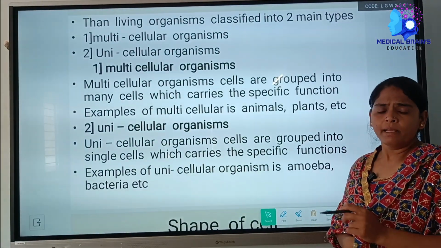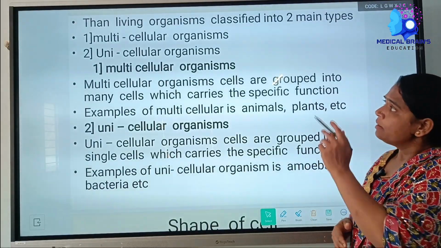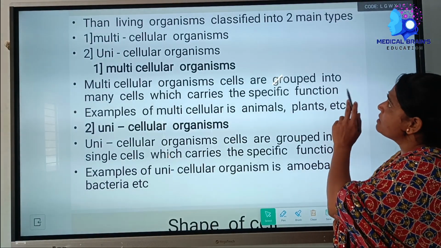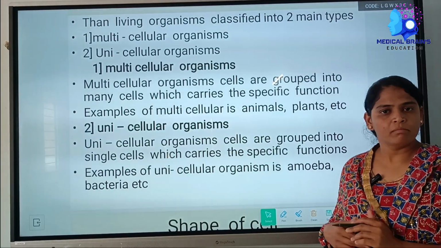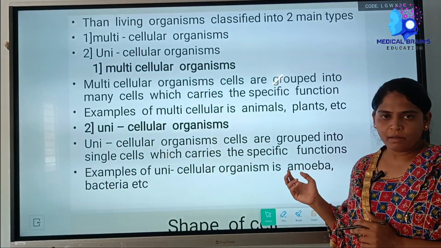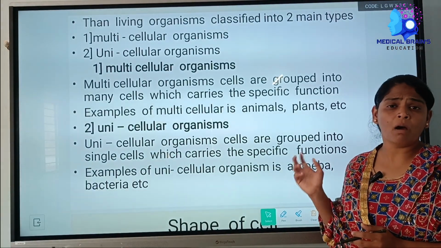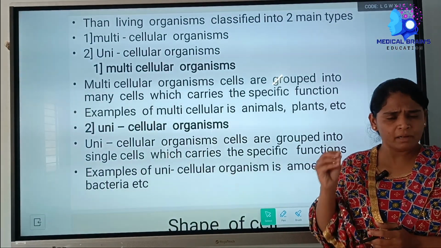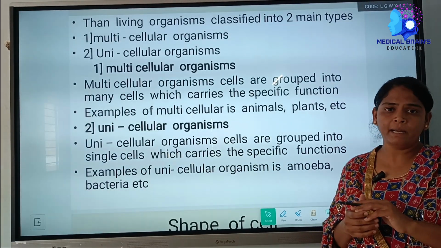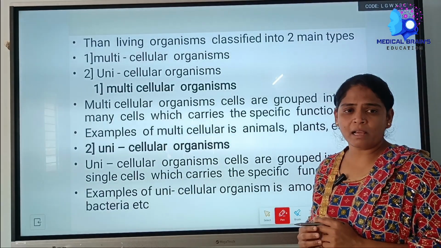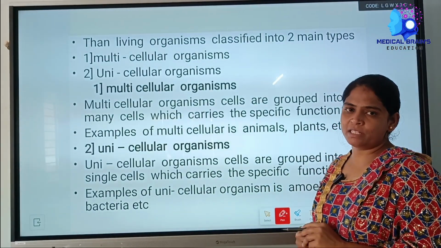Next, see the classification of organisms. Living organisms are classified into two main types. In the previous slide we learnt about the cell. Now here we are going to learn about organisms. Afterwards, we are going to study the types of cells. Here living organisms are classified into two main types, that is multicellular and unicellular.